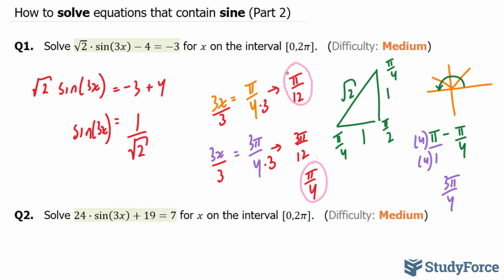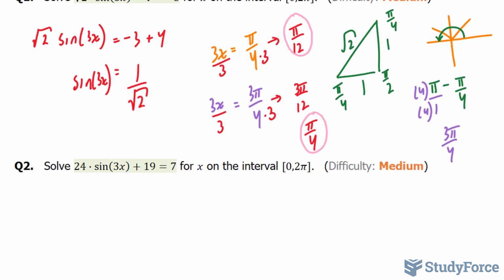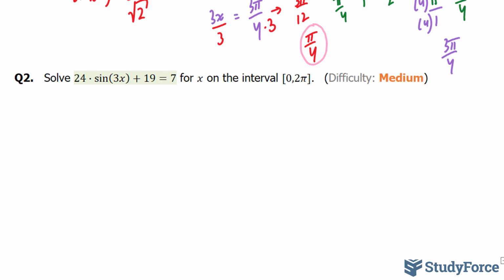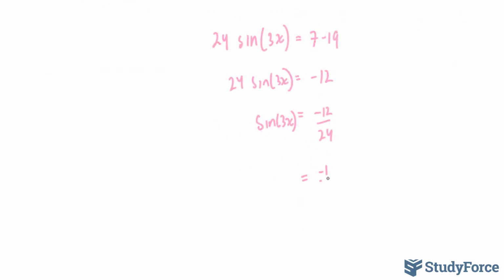Now that we've experienced one of these questions, let's try another one. This question, they ask us, solve 24 times sine 3x plus 19 is equal to 7 for x on the interval 0 through 2 pi. So like we did before, we're going to solve for x. We're going to bring this over, and we end up with 24 sine 3x is equal to 7 minus 19. 7 minus 19 is equal to negative 12. And here we have 24 sine 3x, dividing both sides now by 24, and we end up with negative 1 over 2 equals sine 3x.